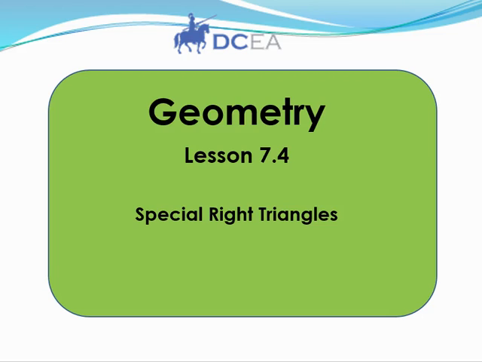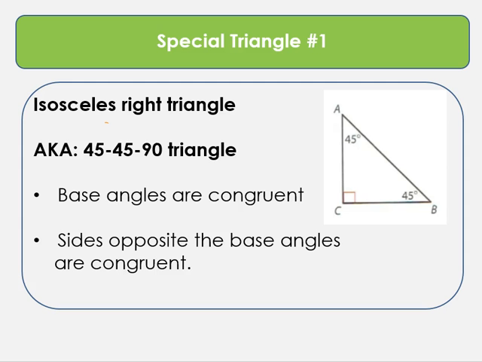Geometry, Lesson 7.4, Special Right Triangles. The first special right triangle that we'll be talking about is the isosceles right triangle.